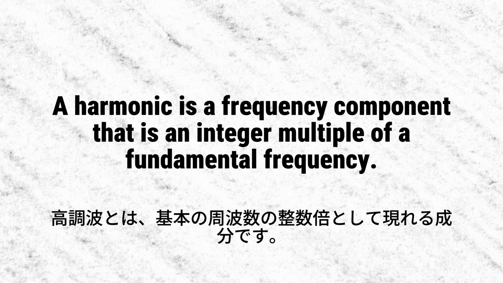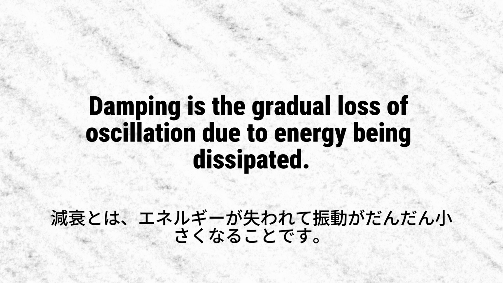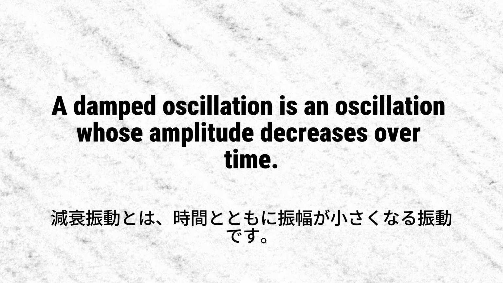A harmonic is a frequency component that is an integer multiple of a fundamental frequency. A spectrum analyzer is an instrument that shows how a signal's energy is distributed across frequencies. Damping is the gradual loss of oscillation due to energy being dissipated. A damped oscillation is an oscillation whose amplitude decreases over time.